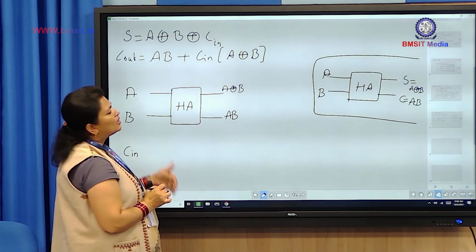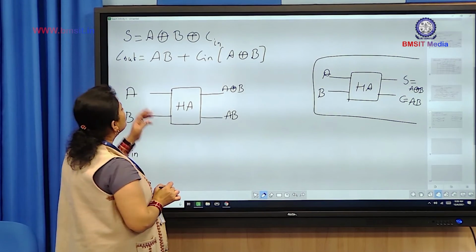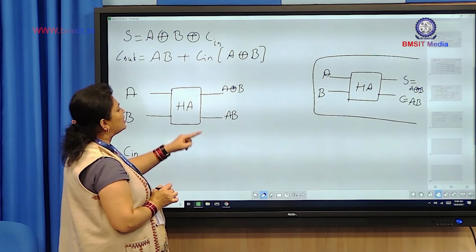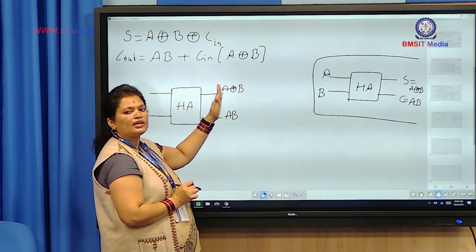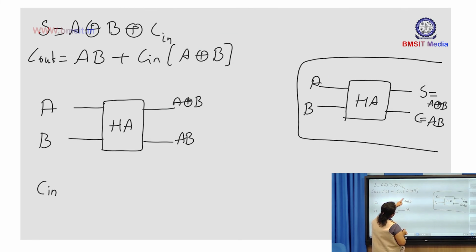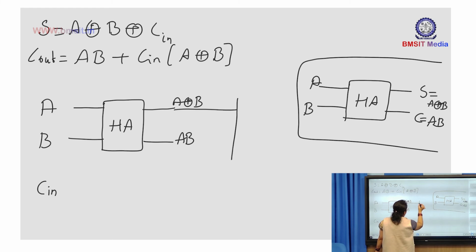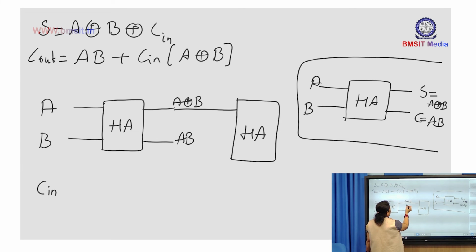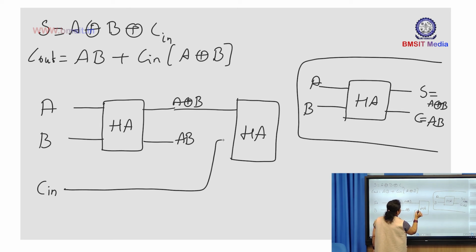But actually, what is the sum output of full adder? It is A XOR of B XOR of C in. But here we have only got A XOR of B. So I need another element also, C in. So for that I am going to pass this through another half adder. So one of the inputs to this half adder is A XOR B and the other input to that half adder will be this C in.